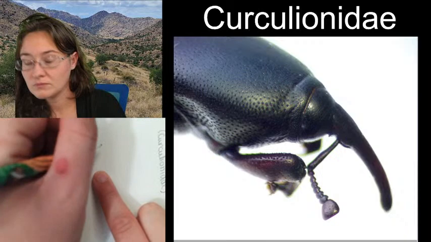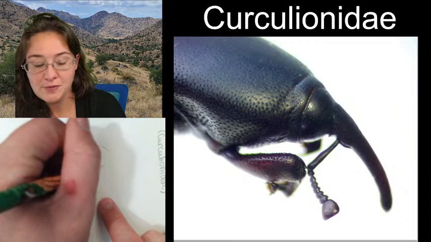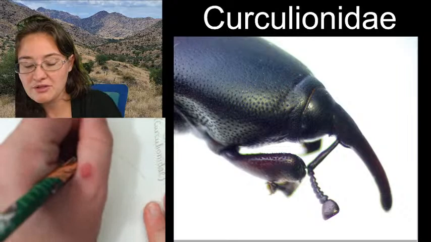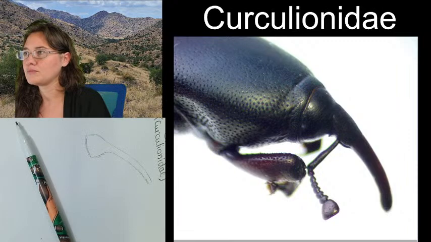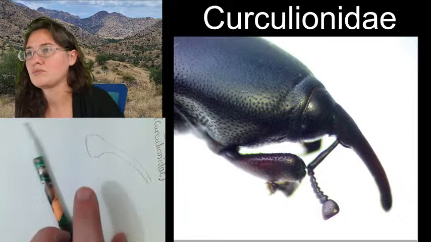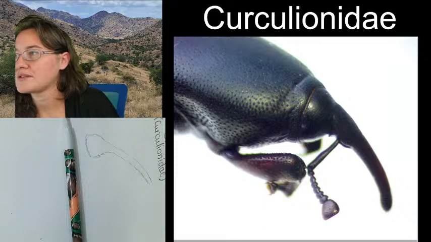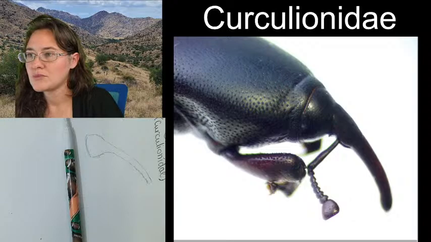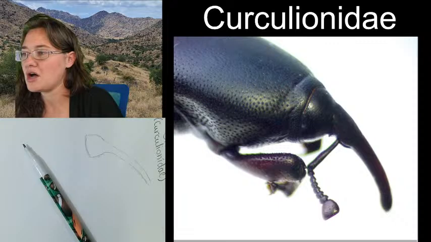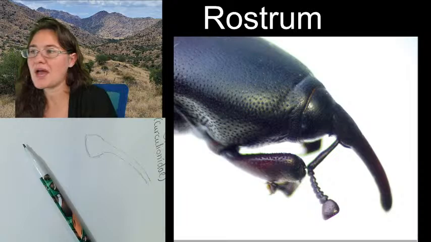All right, so the head is kind of bulbous up here in the front. And then starts the nose section. We call it the rostrum. So this whole nose type segment right here is what we call, let me spell it for you, the rostrum, and it is not the mouth.